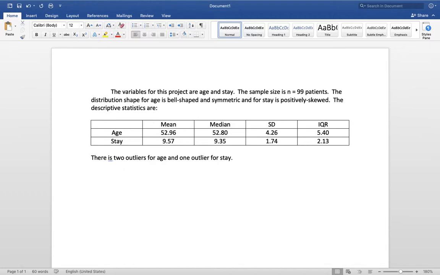All right. The next thing I'd want you to do is talk about the regression coefficient, R and R squared. So what you would do there, you would say that a correlation and regression analysis was conducted for x equals age and y equals stay. The scatter plot indicates a linear relationship.